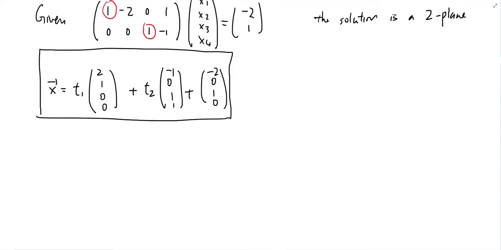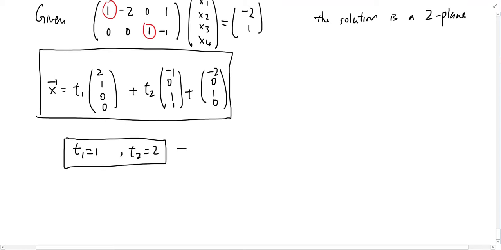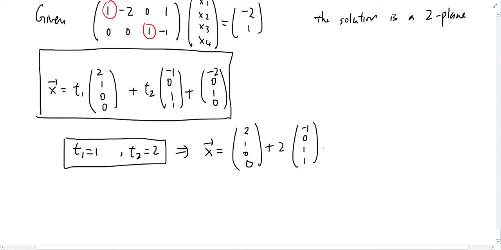So I'm going to just randomly pick two numbers. I don't know, how about T1 is 1 and T2 is 2. So very simple. Suppose I have that, then vector x would equal 2 times (1, 0, 0), plus 2 times (-1, 0, 1, 1), plus (-2, 0, 1, 0). And so what do I have here? It will be 2 minus 2 minus 2, that will be negative 2. 1 plus 0, which is 1. 0 plus 2 plus 1, that will be 3. And then 0 plus 2 plus 0, that will be 2. So I have this vector right here.